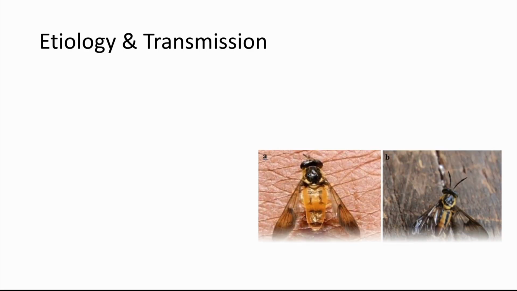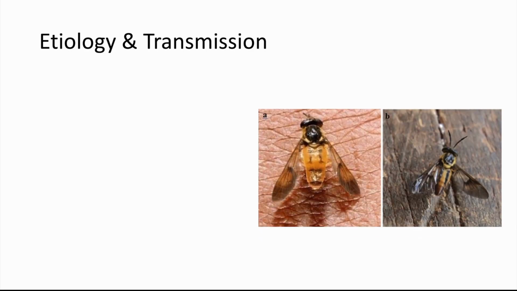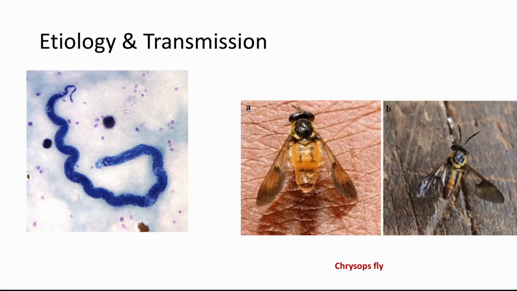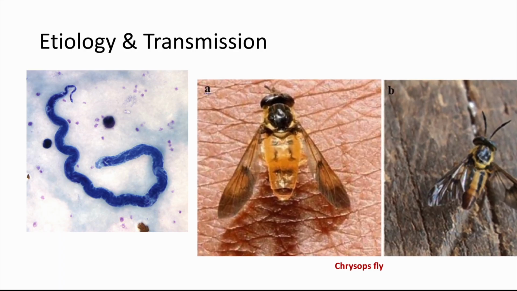Coming to the etiology and the transmission part, loiasis is caused by Loa loa, a filarial nematode. It is transmitted through the bite of Chrysops flies, also called deer flies or mango flies. These flies thrive in the rainforest streams of West and Central Africa. During a blood meal, a fly introduces the infective larva into the human skin.